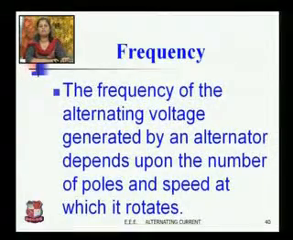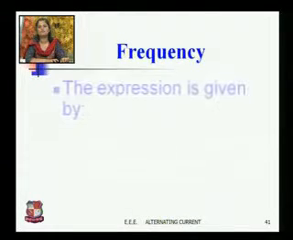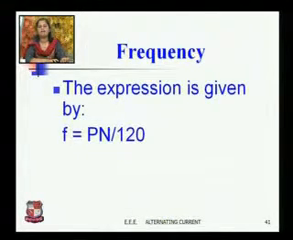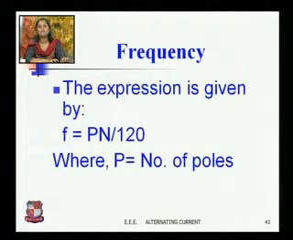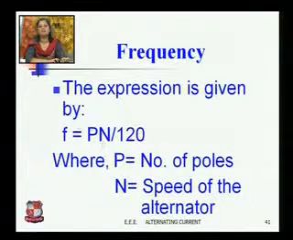Now the frequency of the alternating voltage generated by an alternator depends upon the number of poles and the speed at which it rotates. As we discussed earlier, you require one source to generate an alternating voltage. This source is known as an alternator. So it depends upon the number of poles of the alternator and the speed of the alternator. The relationship is given by F, which is our frequency, equal to PN by 120, where P is the number of poles and N is the speed of the alternator, and from this you can find the frequency.